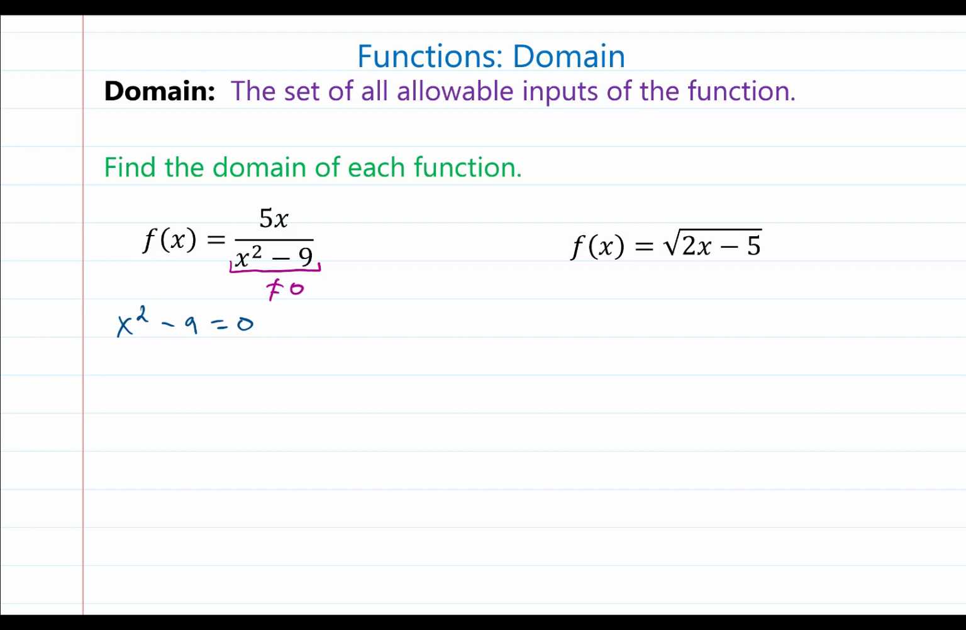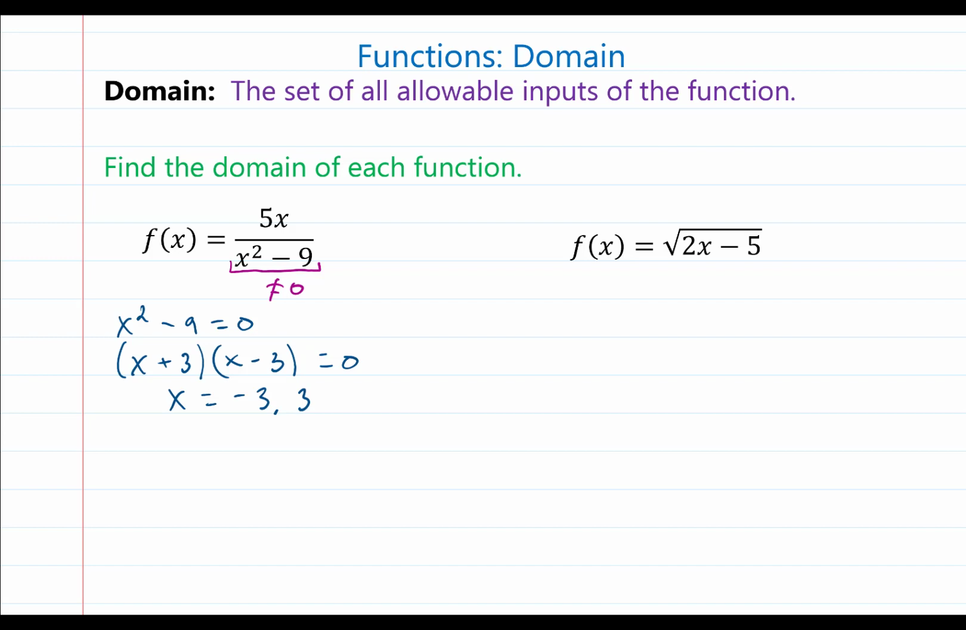Now there's a couple of ways you could solve this equation. One of the ways is to factor. So I know that the factors of x squared minus 9 are x plus 3 and x minus 3. What I'm doing here is solving a quadratic equation. My two solutions using the zero product property are x equals negative 3 and positive 3. So as a result, I know that negative 3 and positive 3 will cause my denominator, when simplified, to be the value of 0. So I know that these two values, negative 3 and positive 3, cannot be part of my domain.